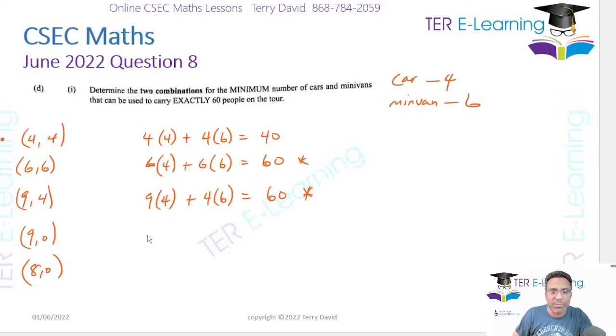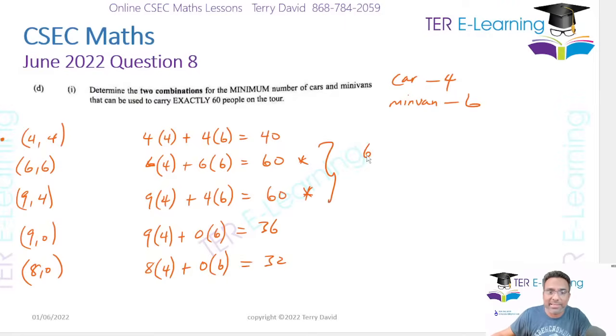This next one here is going to be 9 multiplied by 4 plus 0 multiplied by 6. So we're only using cars here. So that gives me a total of only 36 people. And then the last one is 8 multiplied by 4 plus 0 multiplied by 6. And I'm going to get 32. So the answer that they're looking for here will be this. So that's either 6 cars and 6 minivans, or we can use 9 cars and 4 minivans. Those are the two solutions that they're looking for here, right?